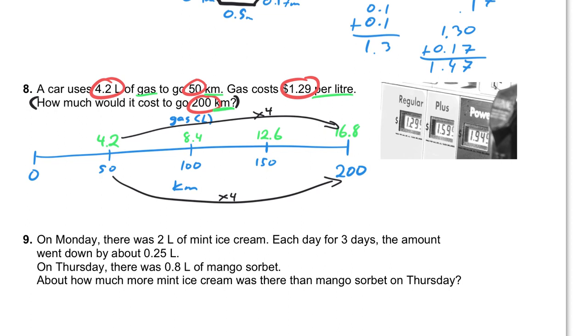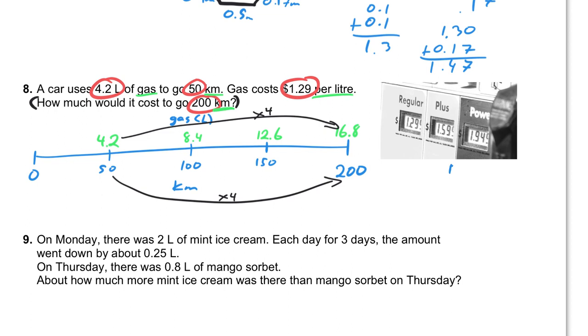Have we solved the problem? The last step we need to do is we need to check. Have we actually answered the question? The question was, how much would it cost to go 200 kilometers? All we've found so far is how much gas we would use to go 200 kilometers. But if we know how much gas we've used, we can just multiply that by the price per liter, right? If 1 liter would be 1.29, then 16 liters would be 16 times as much. But we're not getting exactly 16, it's 16.8. So all we need to do is set it up like this.